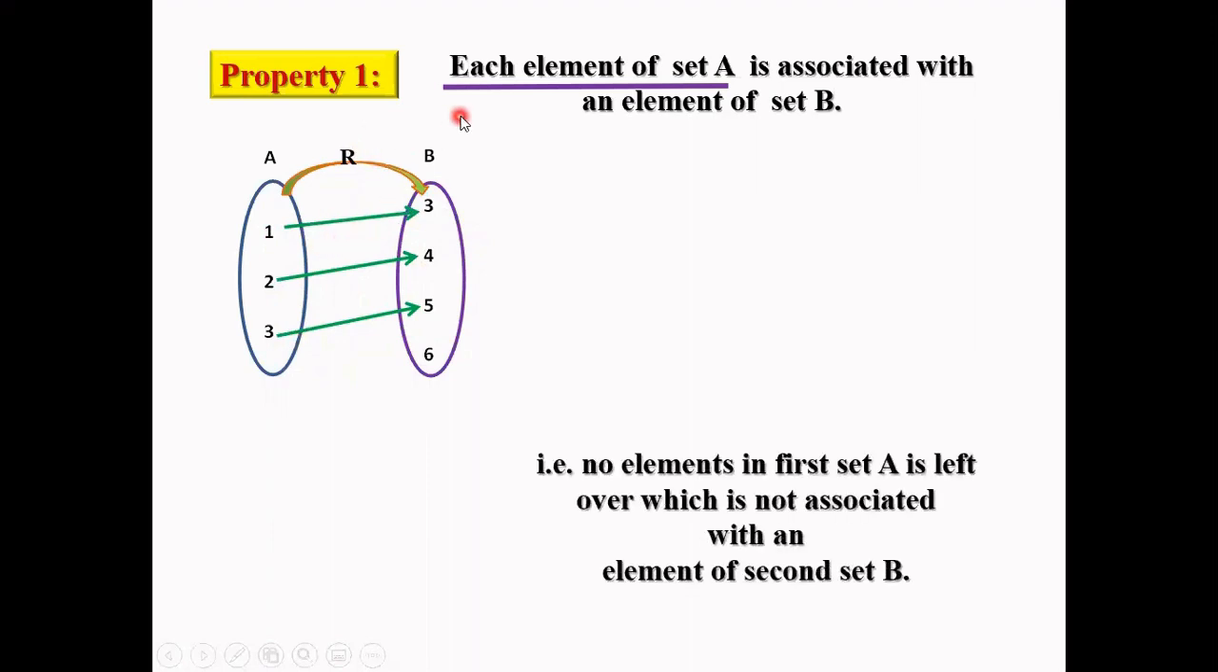The first property can also be expressed in other words. No element in first set A is left over, which is not associated with an element of second set B. That is, there is no element left over in set A which has no element associated to set B. In this one, property 1 is satisfied.